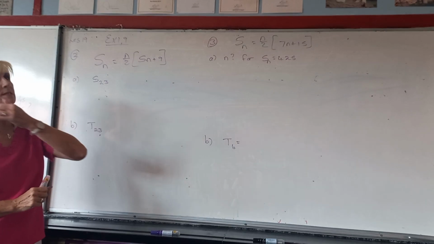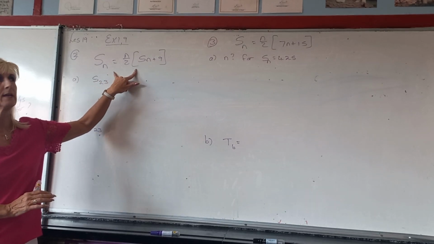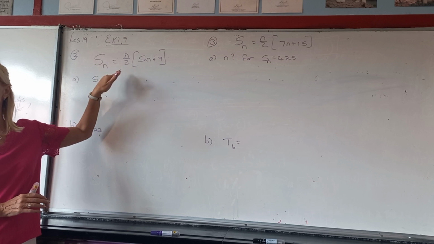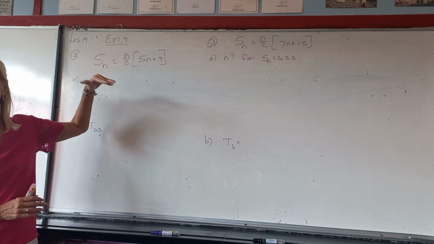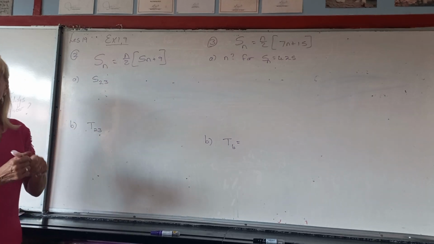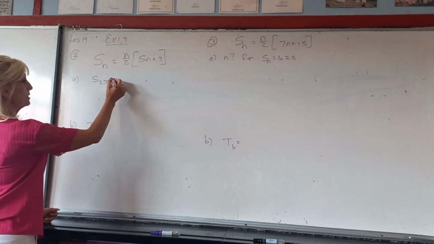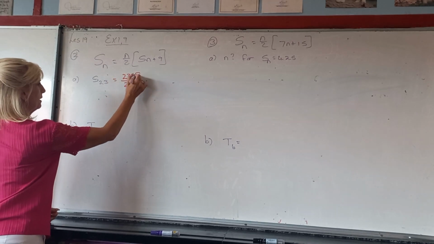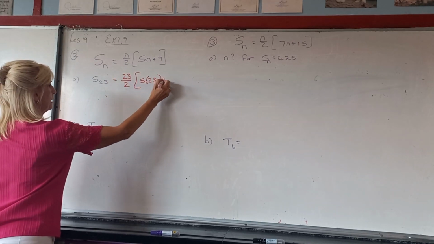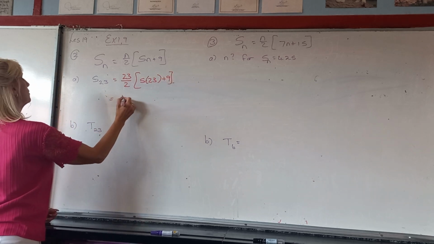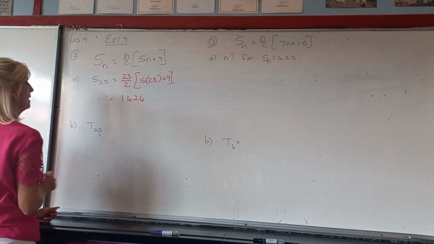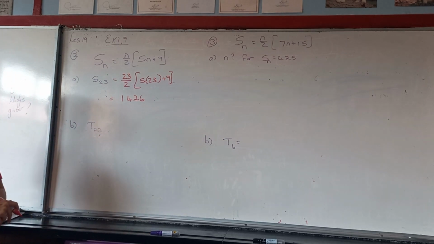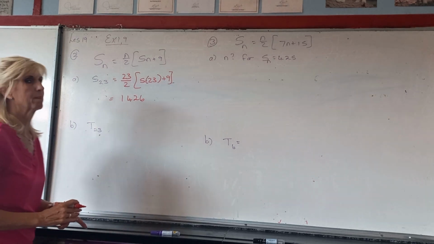Okay, so the question said, I've given you a formula for Sn. With this formula, you can find the sum of 10 terms, the sum of 70 terms, the sum of however many terms. It's a formula. So if the question asks you to find S23, easiest question, 2 marks, you substitute the n with 23, and there as well with 23, and your answer is 1,426.